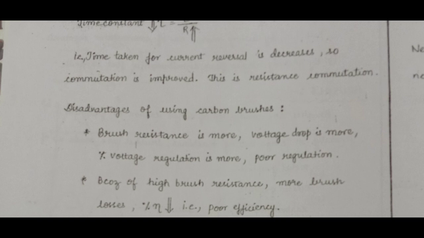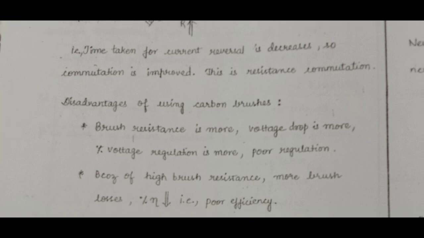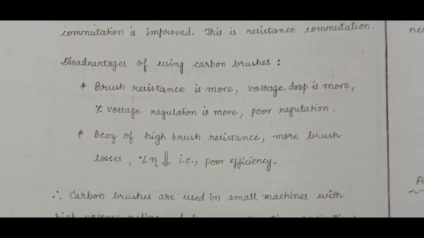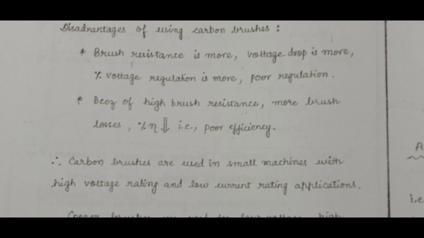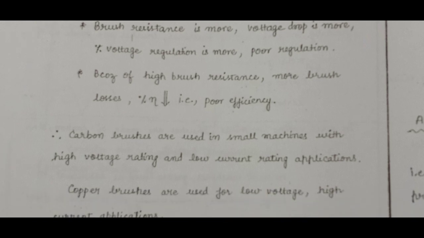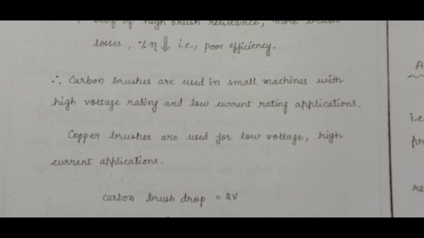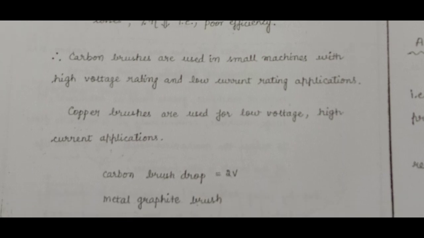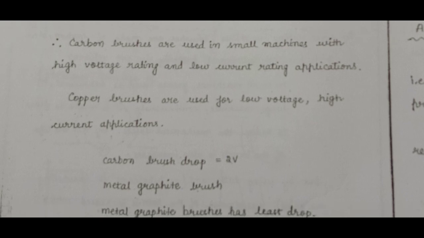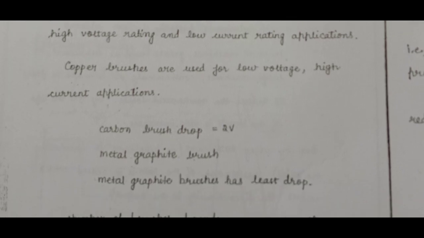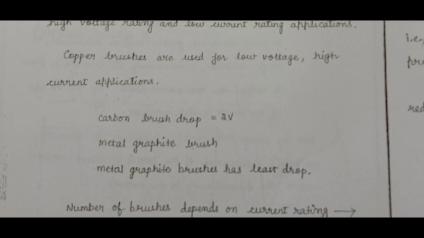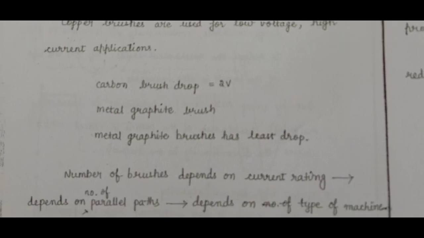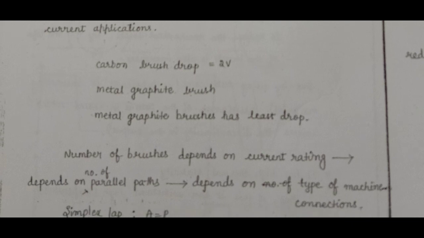Brush resistance is more, voltage drop is more, percentage of voltage regulation is more, poor regulation. Because of high brush resistance, more brush losses, efficiency is less, that is poor efficiency. Carbon brushes are used in small machines with high voltage rating and low current rating applications. Copper brushes are used for low voltage, high current applications. Carbon brush drop equals 2 volts.